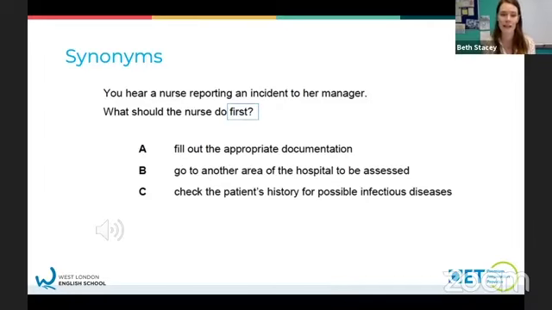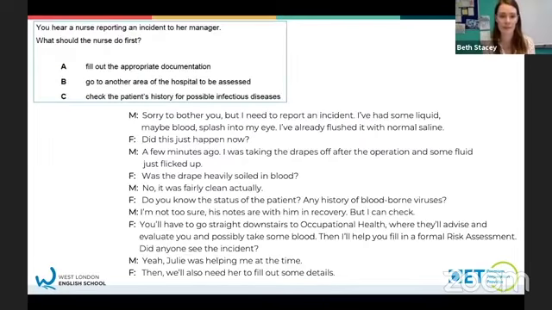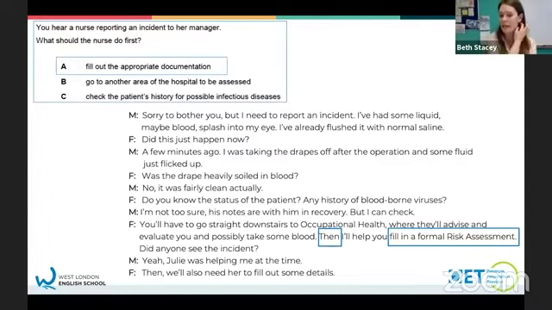Let's have a look at the transcripts. And here we're really looking out for synonyms. So I just want you to read through this. Can you find something about filling out documentation? Okay, I found it. Formal risk assessment.